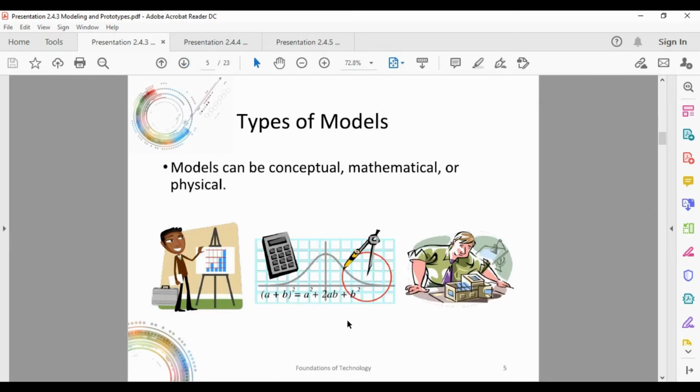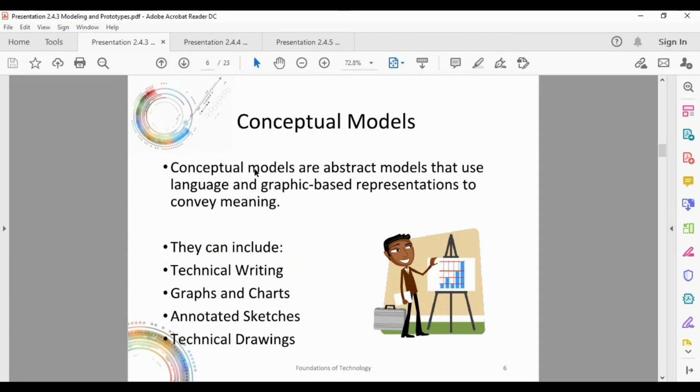So models can be conceptual, mathematical, or physical. Keyword: mathematical. Okay, math just doesn't go away. Again, that's the math teacher in me creeping out, but oh well. So conceptual models are abstract models that use language and graphic-based representations to convey meaning. They can include technical writing, graphs and charts, annotated sketches, and technical drawings.